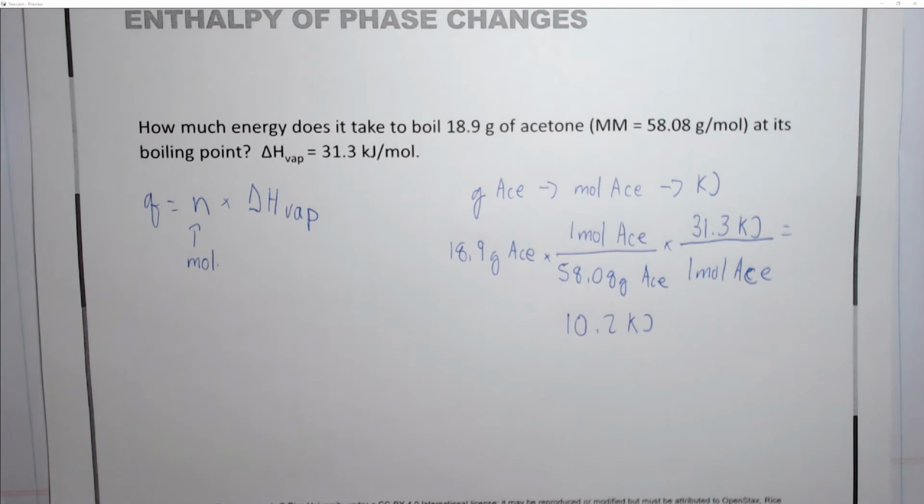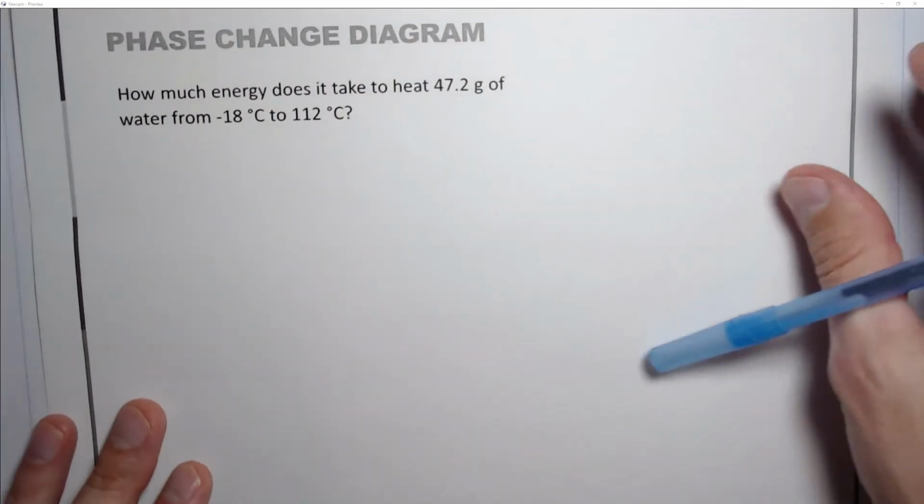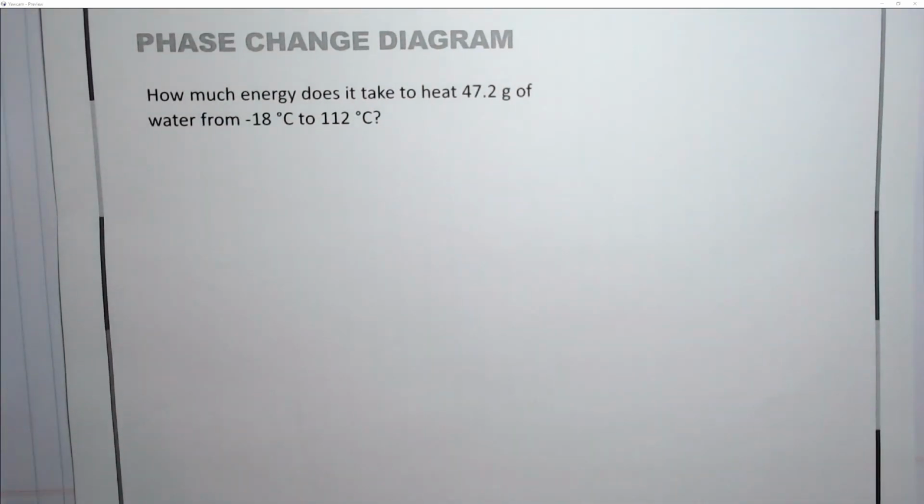So in the next example, what we're going to look at is what is called a phase change diagram. And in the next section, we're going to look at a phase diagram. So it's important to know the difference between a phase change diagram and a phase diagram. So this is a more complex example of what we just talked about.